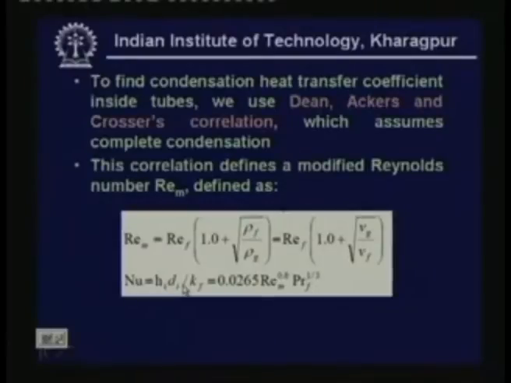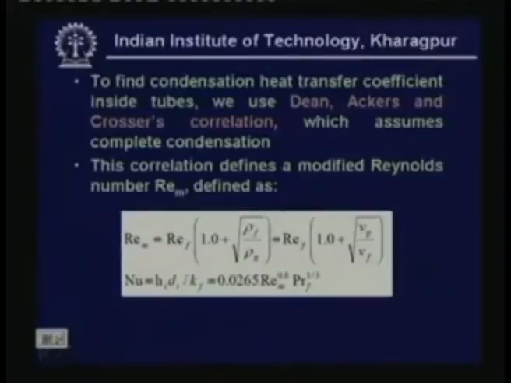Then to find the condensation heat transfer coefficient inside tubes, we use Dean, Akers and Crosser's correlation, which assumes complete condensation. In fact, this is a new correlation. In the last lecture, I showed two other correlations, Chato and Chadok's correlation and another correlation. But here I am using a different correlation, because I want to present as many correlations as possible. So let us calculate the condensation heat transfer coefficient using this Dean, Akers correlation.